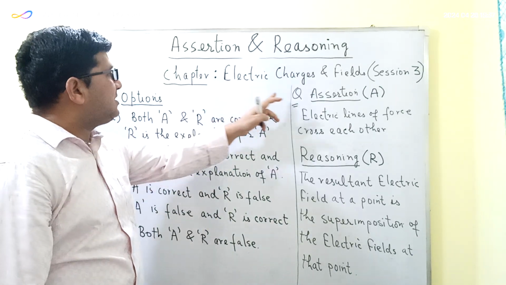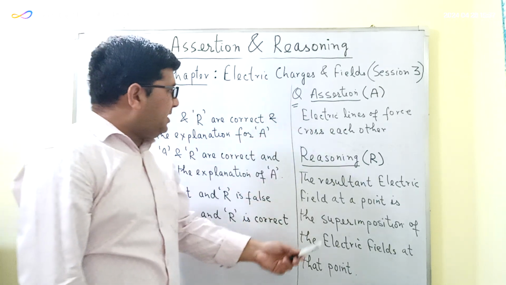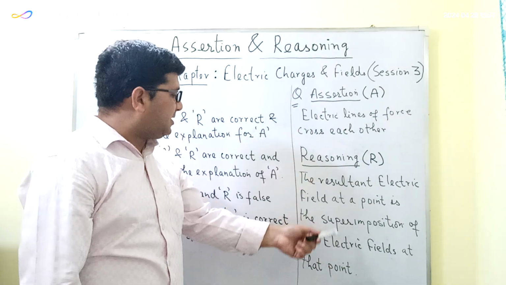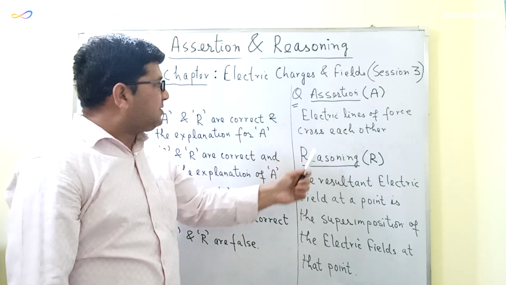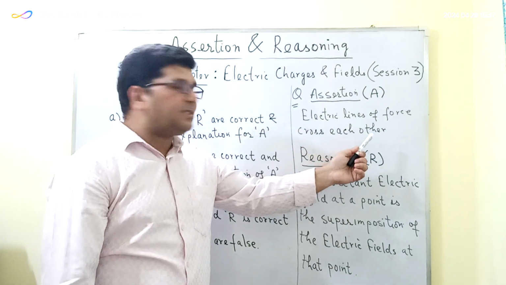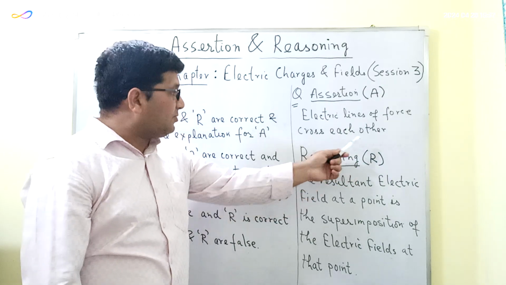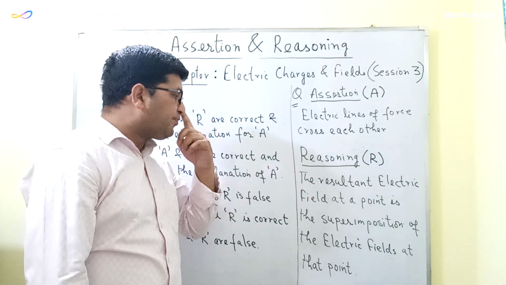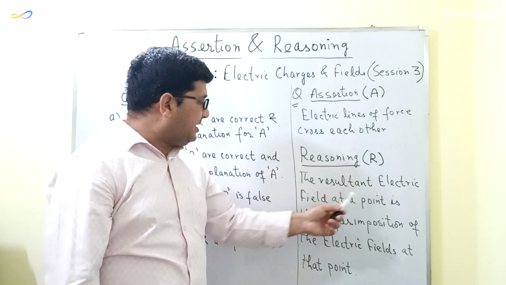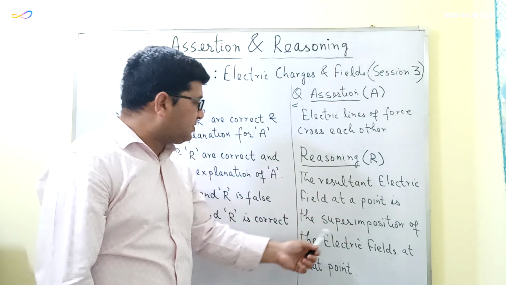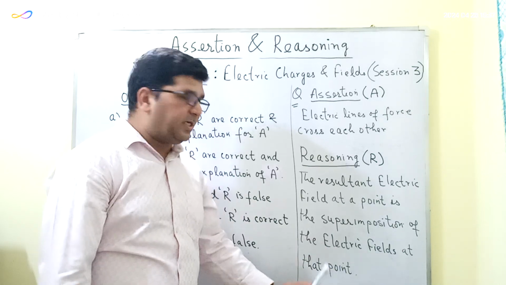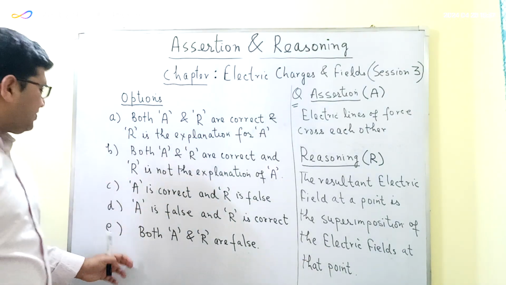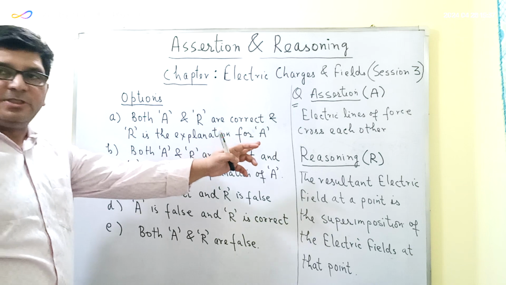The chapter is Electric Charges and Fields, and the question for this session is written on the board. Here in this question, the assertion is that the electric lines of force, or the electric field lines, cross each other. The reasoning is that the resultant electric field at a point is the superimposition of the electric fields at that point. There are 5 options given with regards to this question.